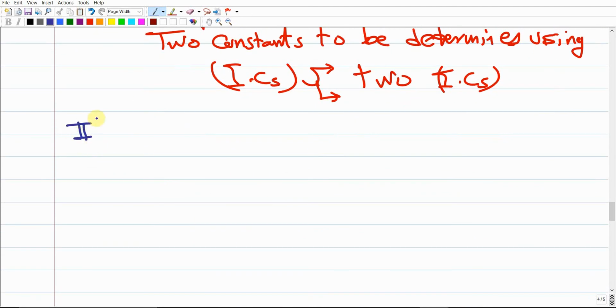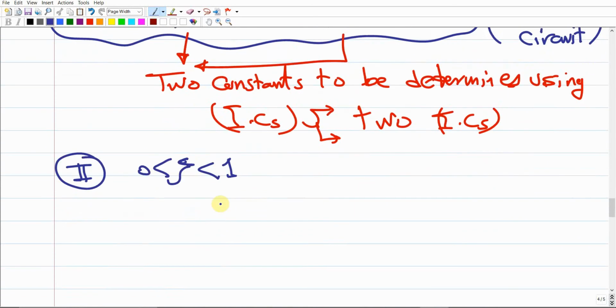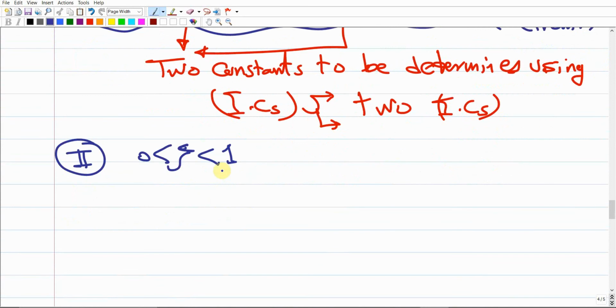In the second case, Xi has a value between 0 and 1. It is not 0, it is not 1, but it is in between, like Xi equals 0.2, 0.3, 0.8, 0.9, 0.999, and so on. It means that it is not exactly 1 and not exactly 0, because if it is 0, this is the undamped case. For this case, the system is commonly known as an underdamped system.